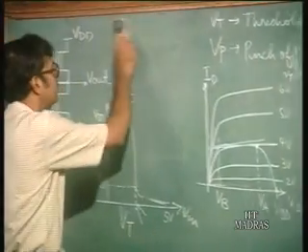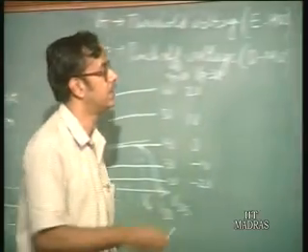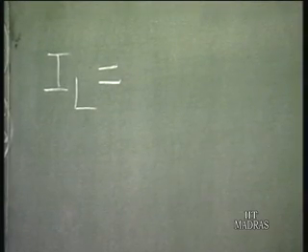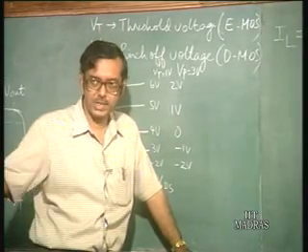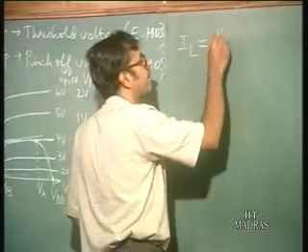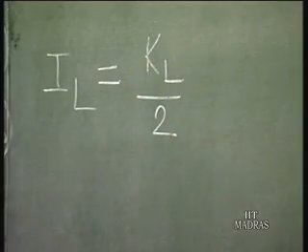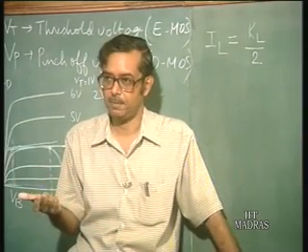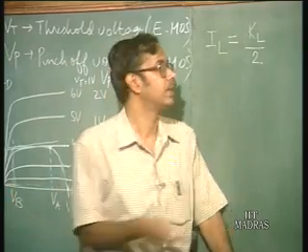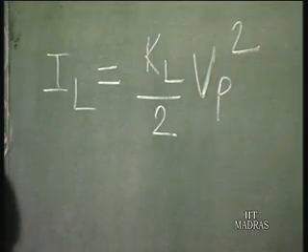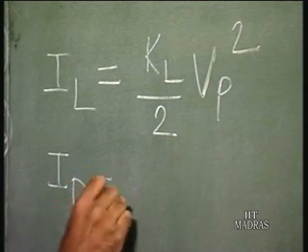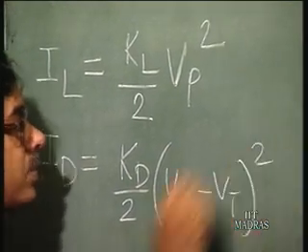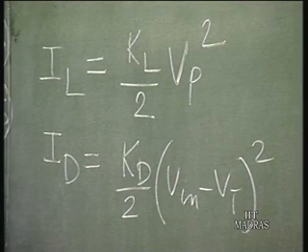Now if you look at the expressions, the load transistor current IL, you know the expression for the saturation current: K by 2 into VGS minus VT whole squared. So it is KL by 2 into VGS minus VT squared. For the load transistor, VGS is always 0, so VGS minus VT is equal to VP, and VGS minus VT squared is VP squared. So it is KL by 2 VP squared. And for the driver transistor, you have KD by 2 into Vin minus VT whole squared. So you just equate that.